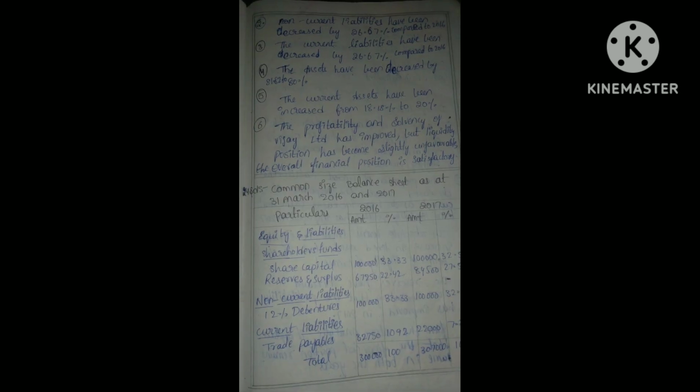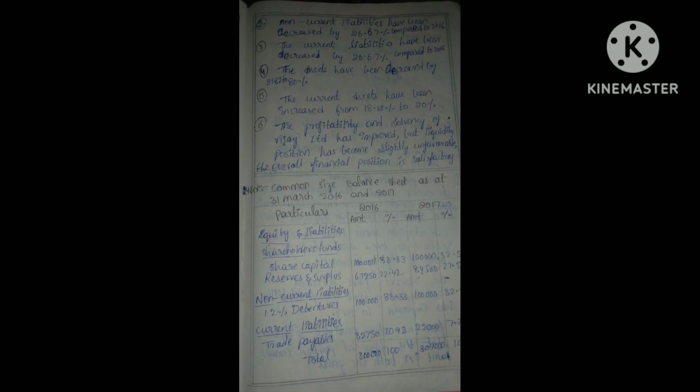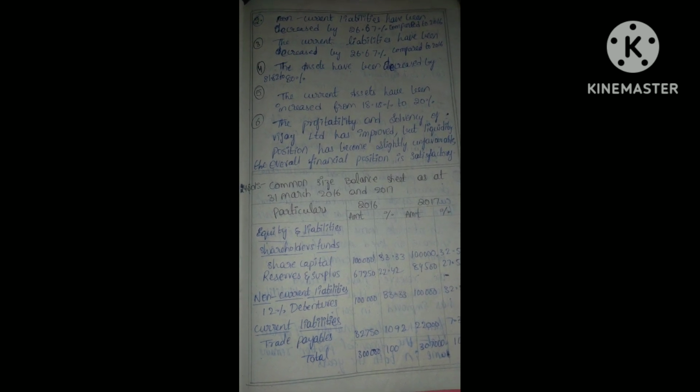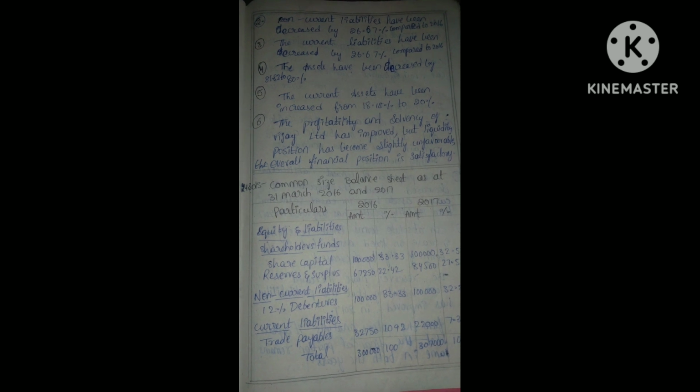Now we need to write interpretation. So the first interpretation is there is a marginal increase in share capital. Reserves and surplus have decreased by 13.33%. Okay, the second interpretation is non-current liabilities have decreased to 26.67% compared to 2016. And the third interpretation is the current liabilities have increased to 26.67% compared to 2016.